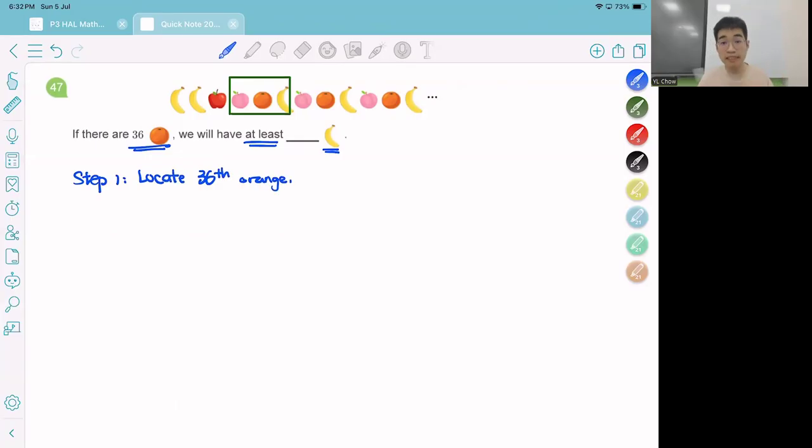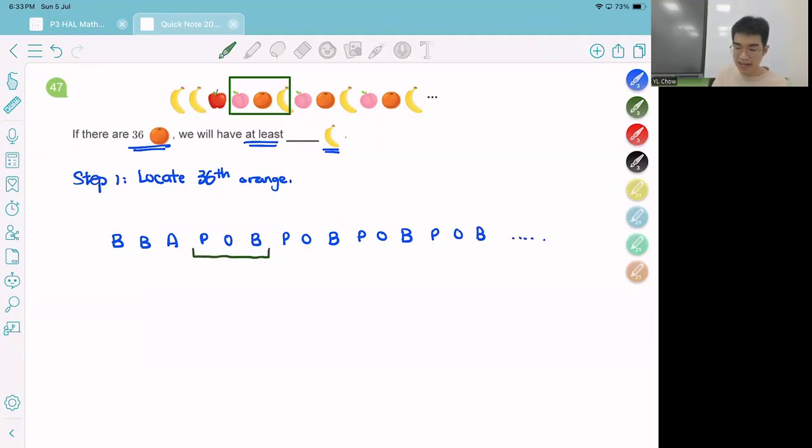Okay, so in order to better locate it, let's draw out the pattern again, or rather, list out the pattern again in more detail. So the pattern has banana, banana, apple, peach, orange, banana, peach, orange, banana, peach, orange, banana. Then peach, orange, banana, you can keep repeating. Now, you already know peach, orange, banana form a repeating group. This is the first repeating group, and the first repeating group has 1 orange.